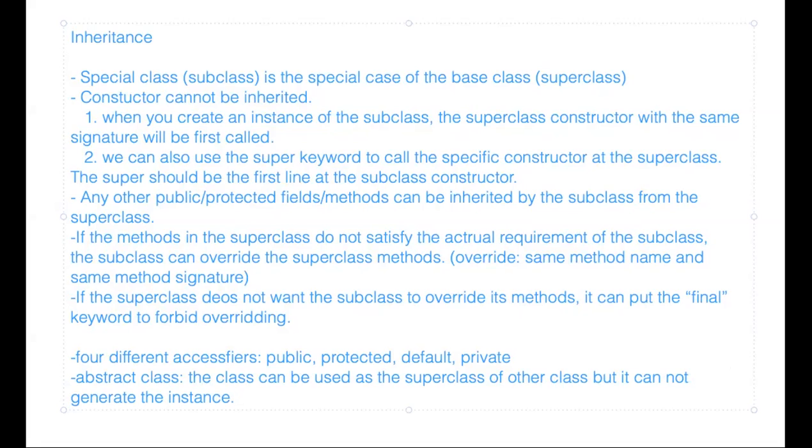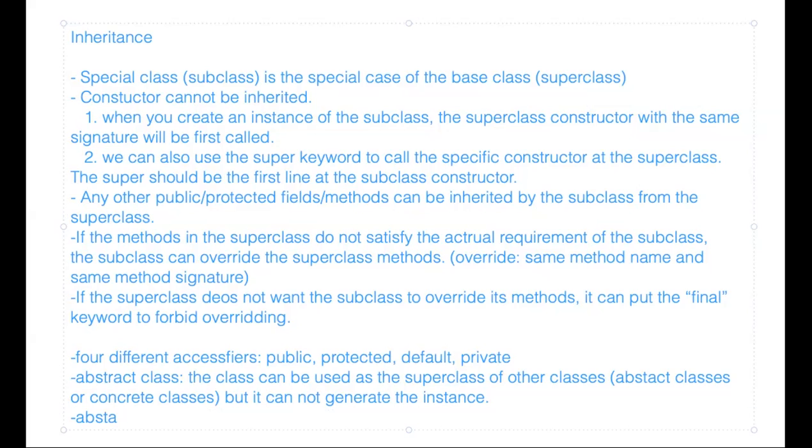So there's no instance for that class. This class is only used as the superclass of other classes. These other classes can be another abstract class or concrete classes. Concrete class means they can generate the instance. You can use new to generate an instance for a concrete class, but for an abstract class, you cannot do that.